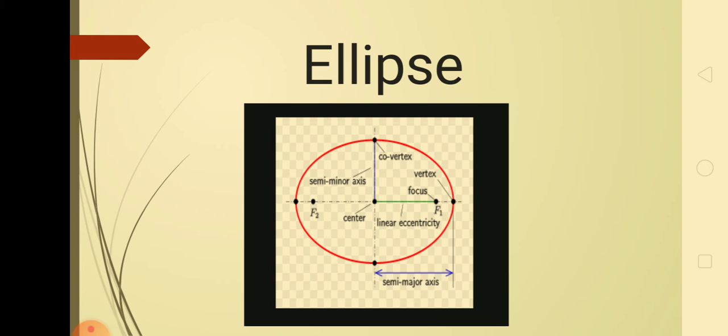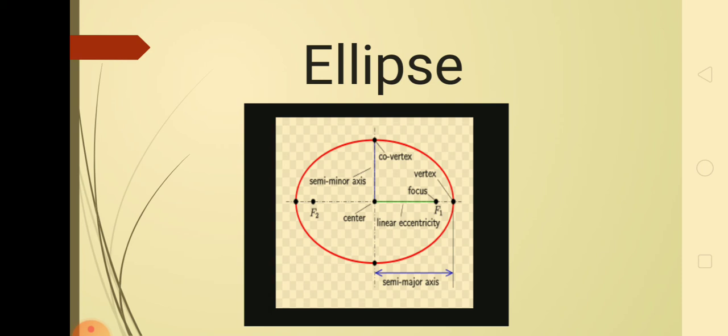Then the ellipse. What is meant by an ellipse? An ellipse is defined as the set of points such that the sum of the distances from two fixed positions is the same for all points. This is called an ellipse. For example, the syntax is ellipse(x, y, start, end, xrad, yrad). This is the syntax of an ellipse.